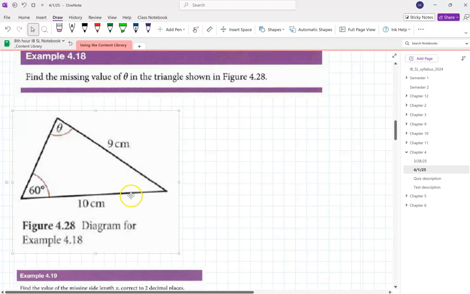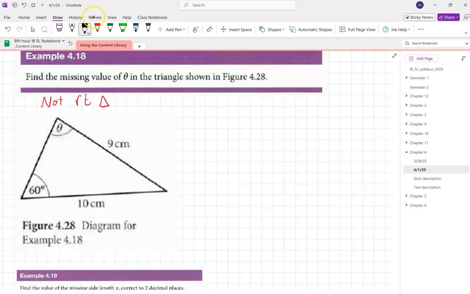Let's take a look at this one, though. What do we notice here? So you can't find the third angle because you have theta. Yeah, so this one is maybe not even a right triangle. Is it possible it is? I mean, maybe. Doesn't look like it, but maybe. What do we do if we don't have a right triangle? There are 2 possibilities.